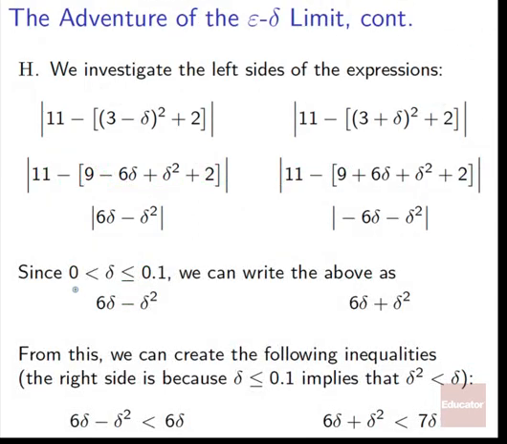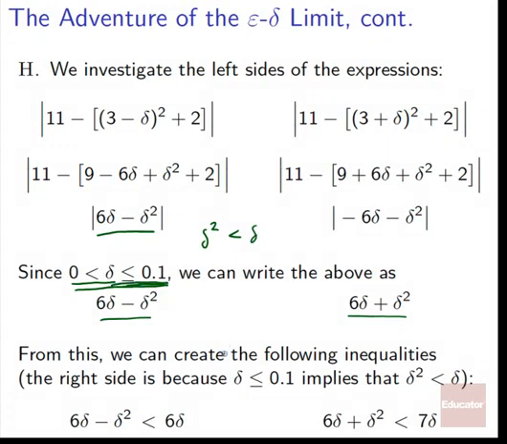Continuing from this, we can see that since 0 is less than delta, which is less than or equal to 0.1, remember, we set delta must be less than or equal to 0.1 at the beginning because the largest epsilon we were allowed to really care about was epsilon equal to 1, and we know delta equals 0.1 works there, so we always kept our deltas smaller than 0.1, and delta must be greater than 0. We can write the above as 6 delta minus delta squared and 6 delta plus delta squared. If you're not quite sure about this, well, we know that delta must be greater than 0. Thus, 6 delta must be positive, and minus delta squared, well, delta squared must be smaller than delta because delta is less than or equal to 0.1, right?